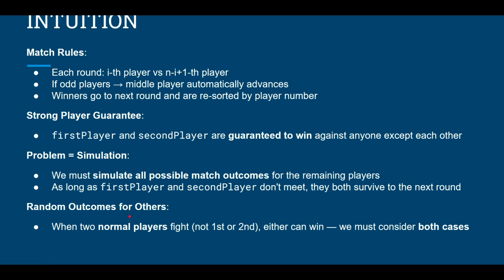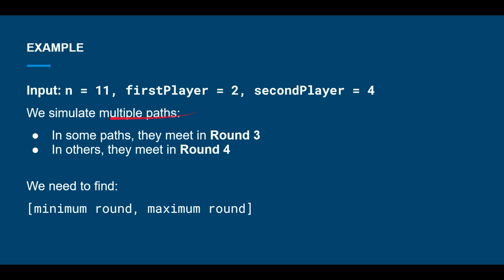For the random outcomes of the others, when two normal players play, not the first and second, they can be anyone else, so either can win. Apart from our top players, the strongest players, anyone can win. So we must consider both cases. We have seen n equal to this example, so we simulate multiple paths. Suppose in some path they meet in round 3, and in some path they meet in round 4. We have seen that they meet in 3 and they meet in 4.